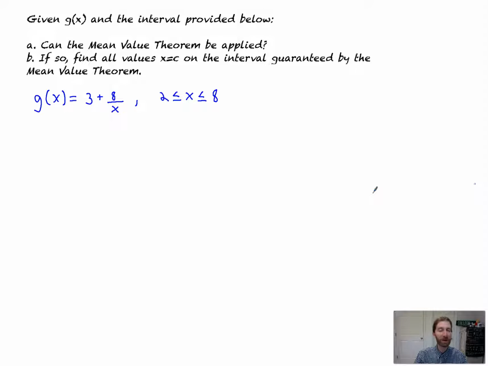And here we go into a mean value theorem type problem. Very typical, found in textbooks a lot of the time and on tests. Let's do this. Given g of x and the interval provided below, can the mean value theorem be applied? If so, find all values x equals c on the interval guaranteed by the mean value theorem. Okay, all right, one step at a time.